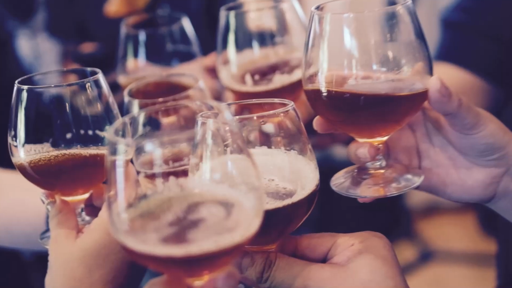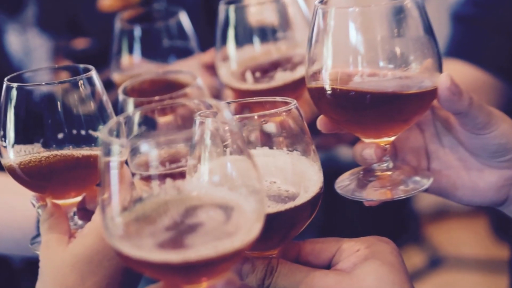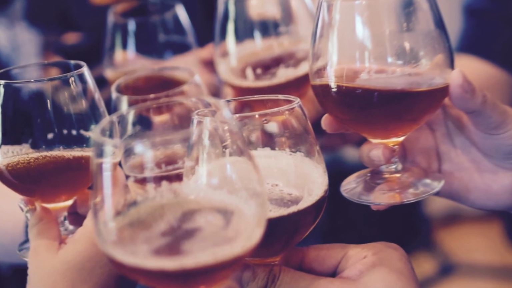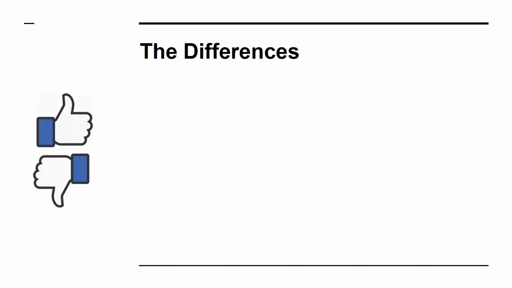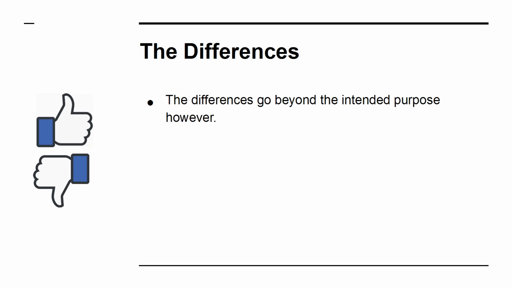If you were to plan a stag party, for instance, you might start by creating a Facebook group and adding all the members who are going to be coming. Facebook groups, therefore, act in a much more direct and intimate manner as compared with Facebook pages. The differences go beyond the intended purpose, however.